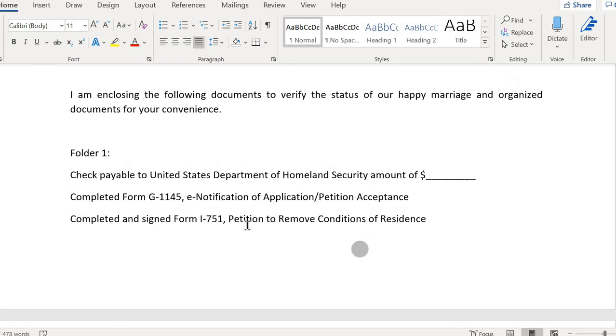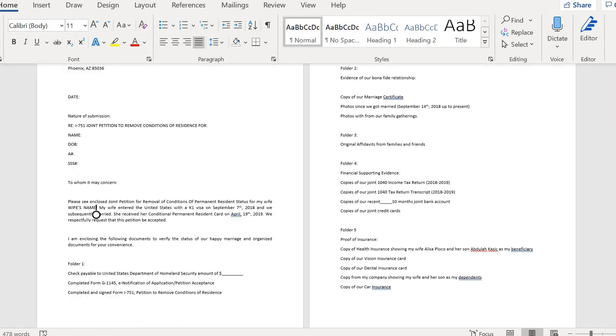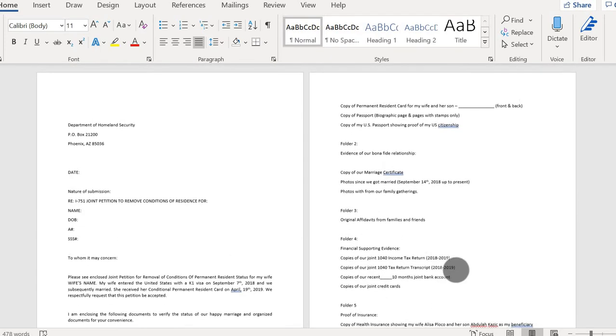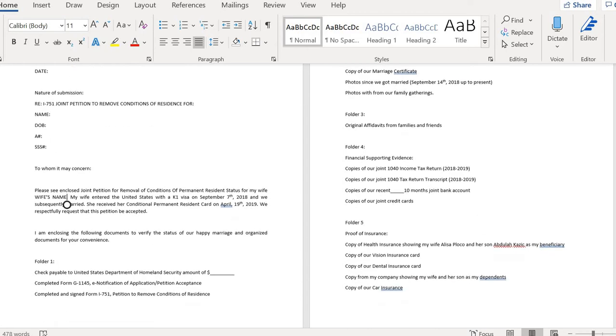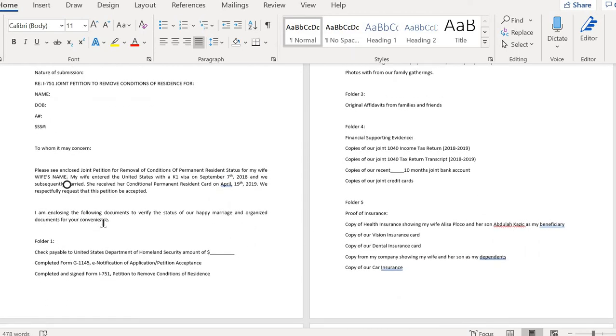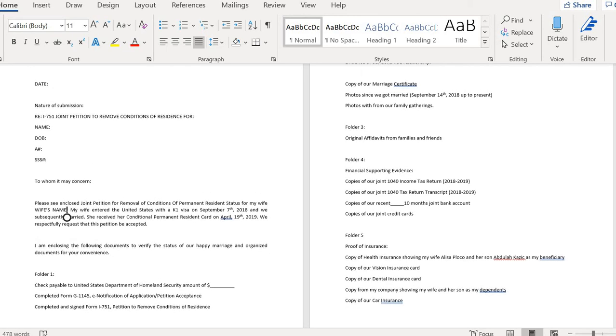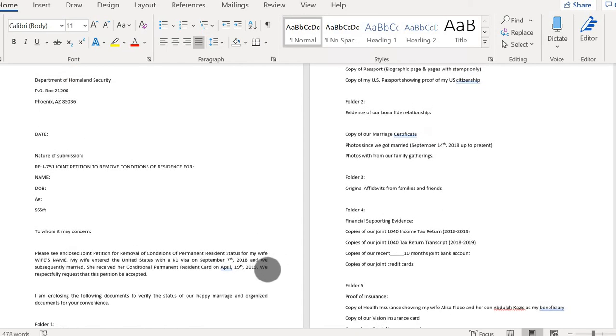And here I'm enclosing the following documents to verify the status of a happy marriage, and organized documents for your convenience. And then I have a couple of folders. Maybe it's easier for you to see it in this way. So this is the first page. I'm saying that I'm enclosing the following documents to verify the status of a happy marriage and organized documents for your convenience. And then I've prepared a couple of folders.